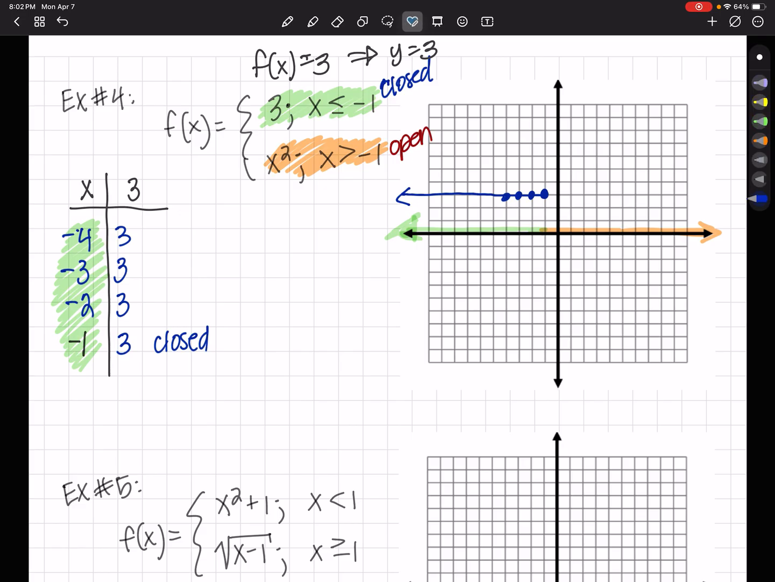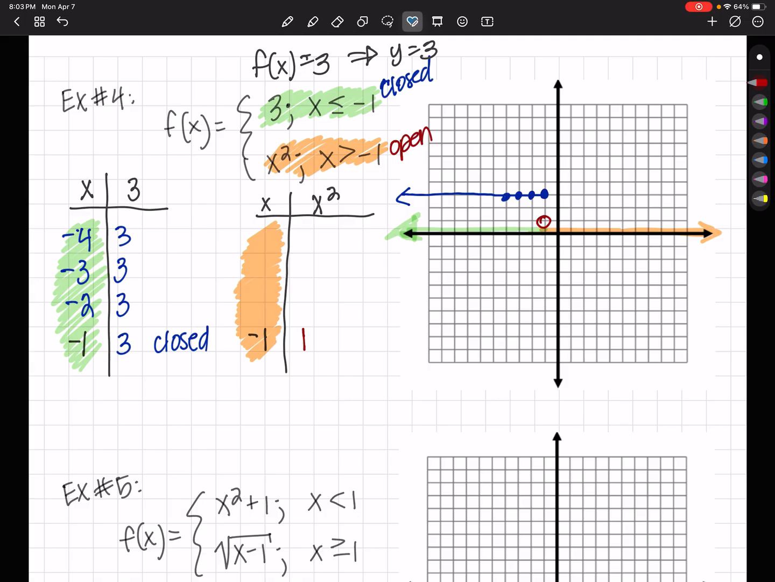And the second piece is going to be a quadratic, and -1 is what we will put in to that quadratic to get our open circle. And when we put that -1 in, -1 times itself is +1. So we put a -1 in, we get a +1 out, and that is an open circle.